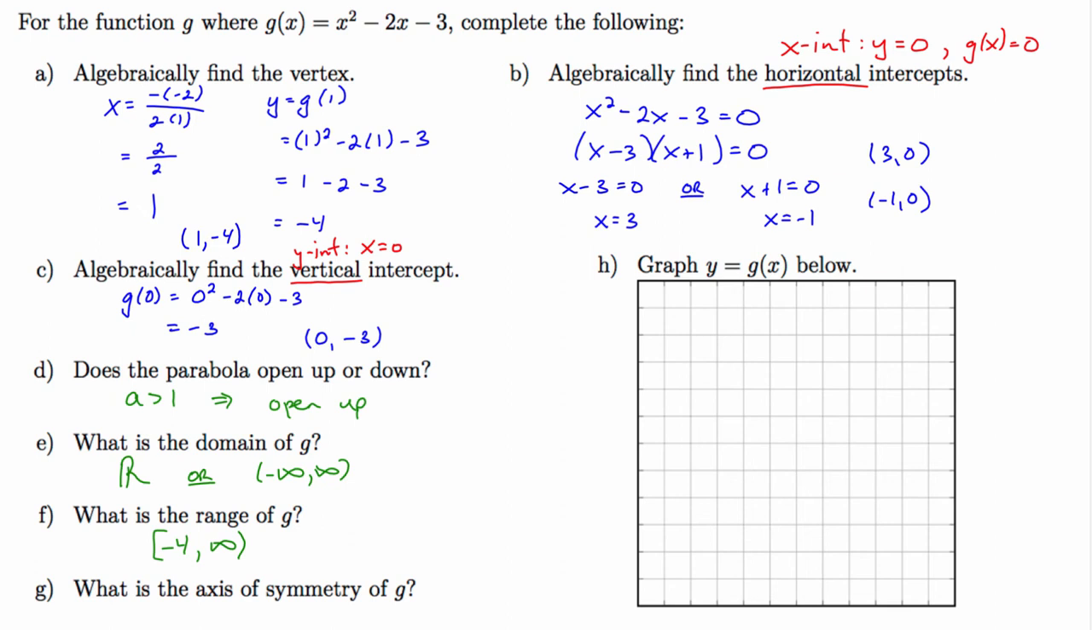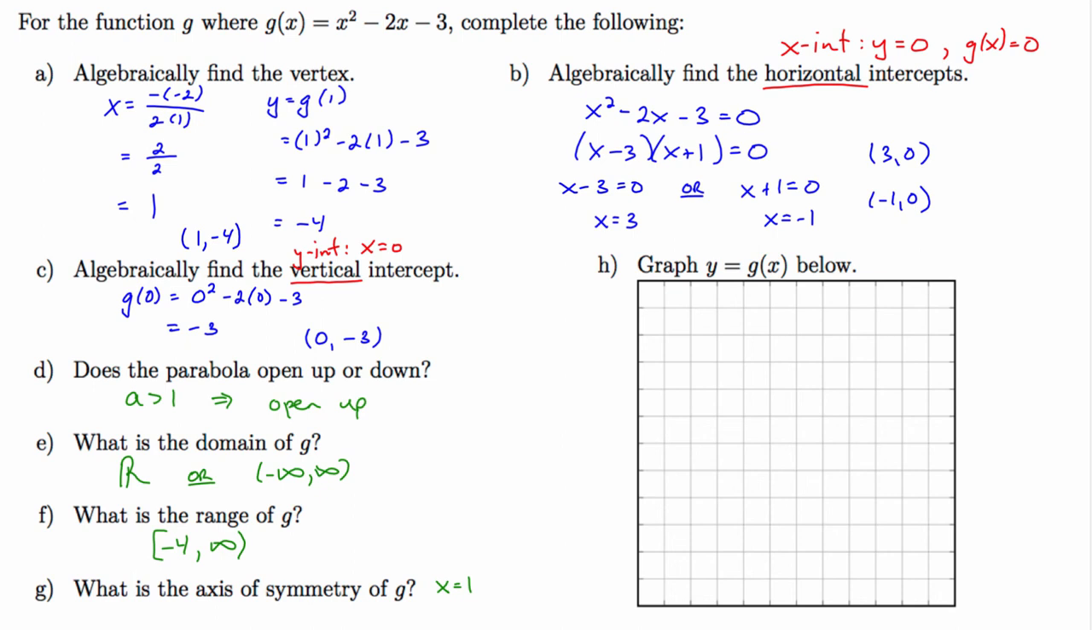And in part G, we need to answer the question, what is the axis of symmetry of this function g? The axis of symmetry is the vertical line that goes through the vertex. So it will be the vertical line x equals 1. While we won't usually draw this on the graph, we will use its symmetry to help us find other points on the graph when we get to the point where we're graphing this.